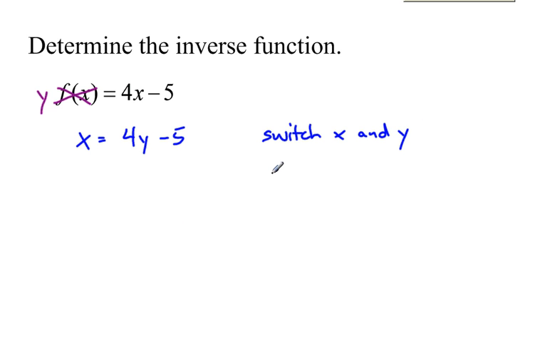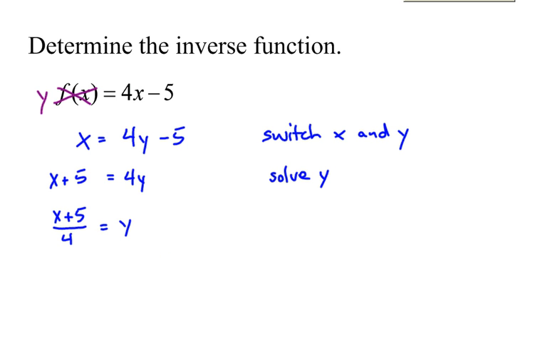Now our next step is to solve for y. Here's y right here, so to solve for y, our first step is to add 5 to both sides. And then x plus 5 equals 4y. Our next step is to divide by 4. So we get x plus 5 all over 4 equals y. And we found the inverse function.